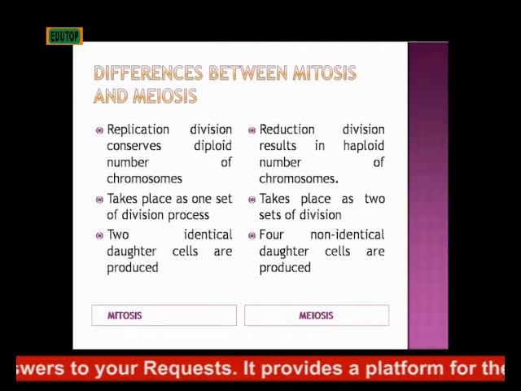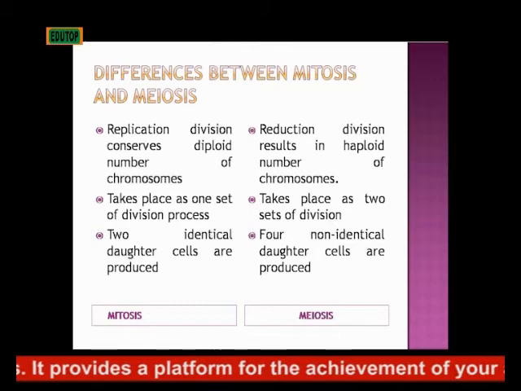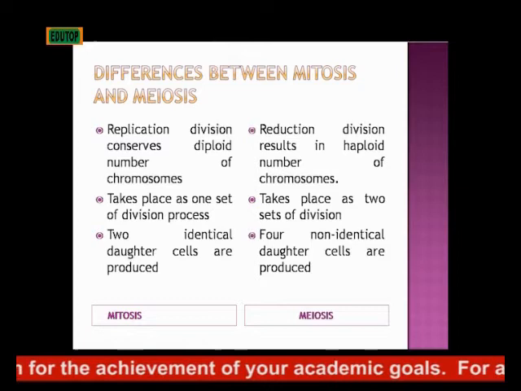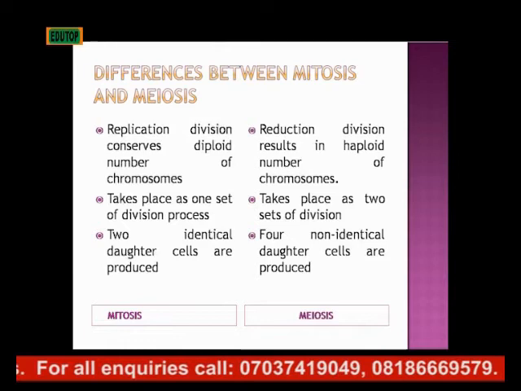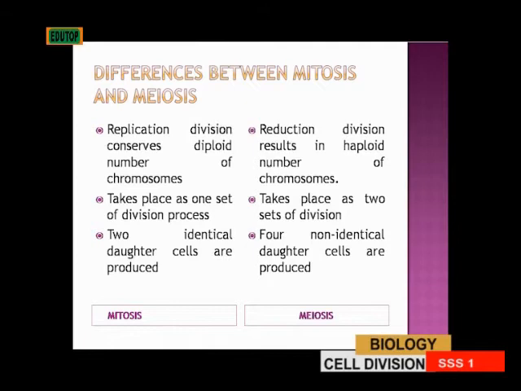Then mitosis takes place as one set of division process, just prophase, metaphase, anaphase, and telophase. But in meiosis, you have two sets: the first meiotic division and the second meiotic division. So you have two stages in meiosis, while there is only one in mitosis.